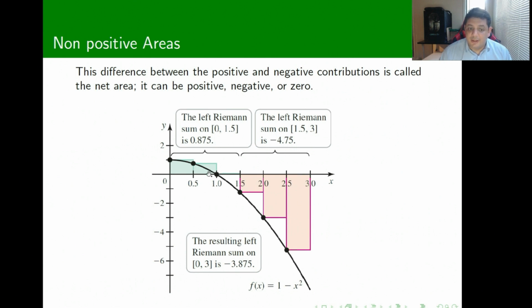The area of the positive is going to be 0.875. The area of the negative, which goes from 1.5 up to 3, is going to be minus 4.75. So the resulting Riemann sum of everything is just going to be the addition of those two parts. And if I add 0.875 to minus 4.75, I'm going to get minus 3.875. So it's like they're subtracting. Positive areas are going to be subtracted with the negative areas when we have Riemann sums.